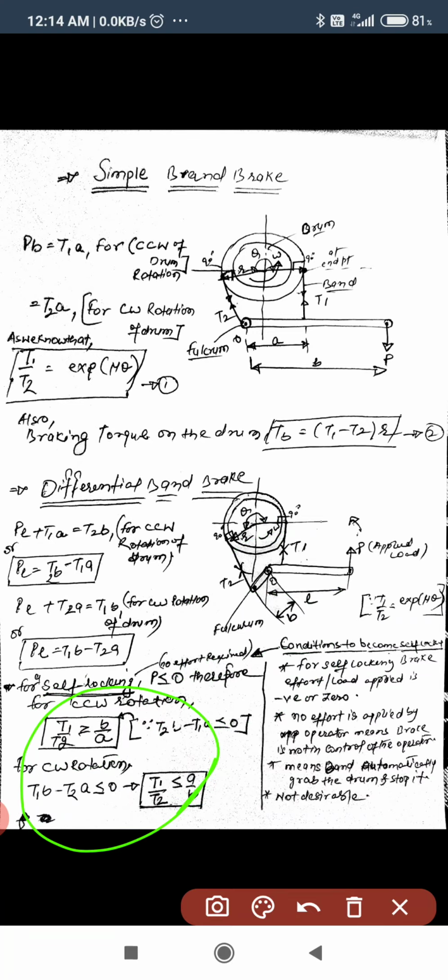For the clockwise rotation, the same case: the P force should be less than or equal to 0. So put the same value in the place of P, and we get T1 by T2 is less than or equal to A by B. That is the condition of self-locking in the clockwise rotation case. So this is all about the differential band brake. The condition for the self-locking brake is that the effort applied is negative or 0.